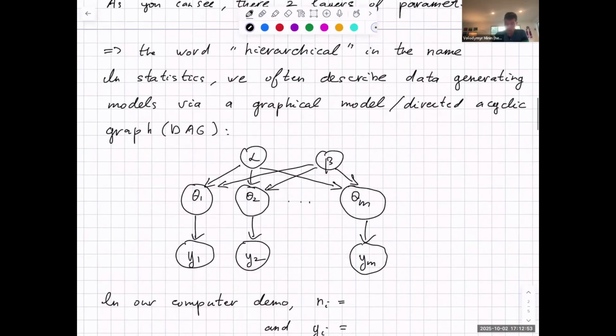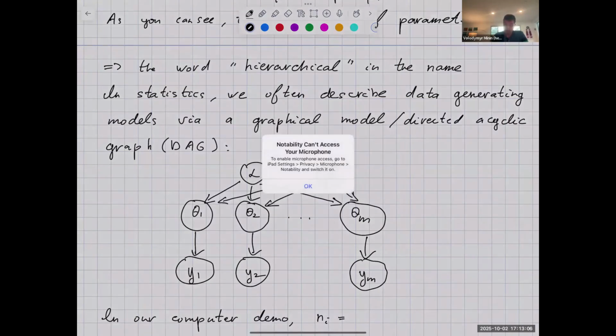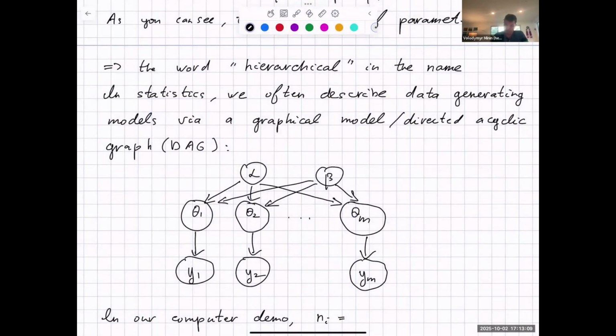And another way of looking at this is the following. Sometimes we like to describe our data generating models in statistics using graphical models, which are directed acyclic graphs, DAGs, where you put each random variable in your model, including the data, which we also assume is a random realization of a random variable. And what it says, basically, is that if I know theta 1, I can generate y1. I don't need to know anything else. So this DAG encodes conditional independencies in the model.